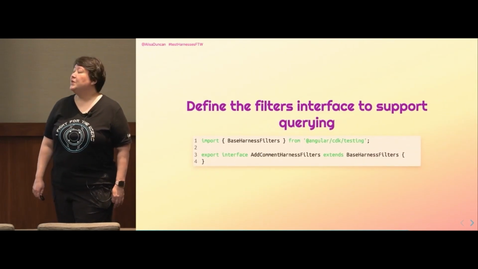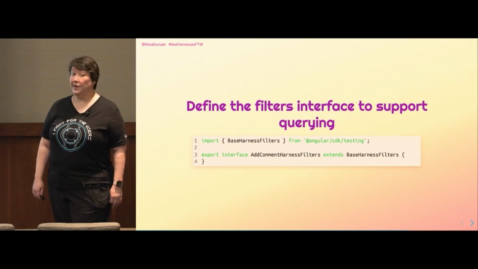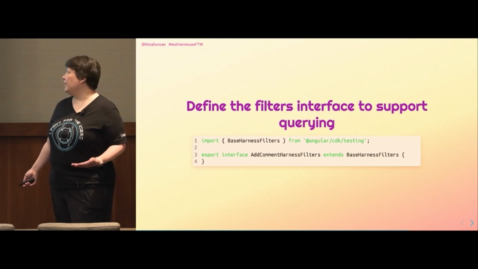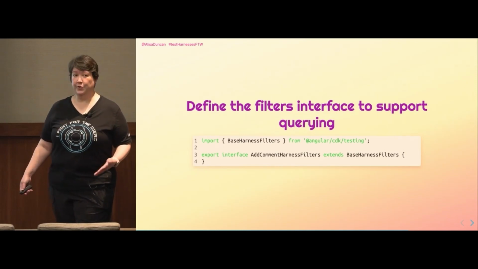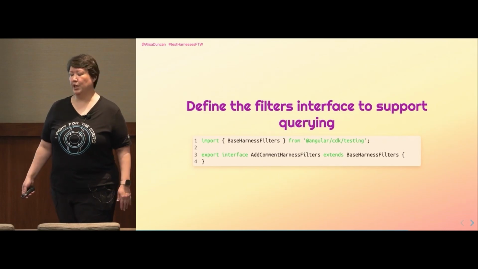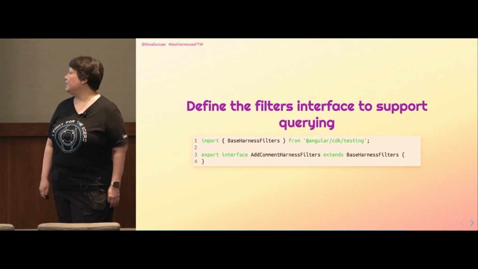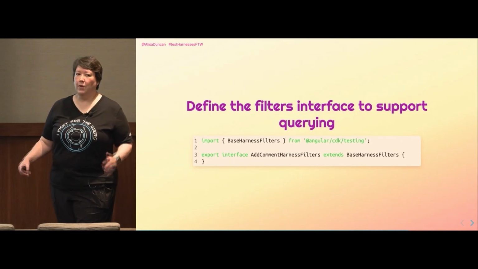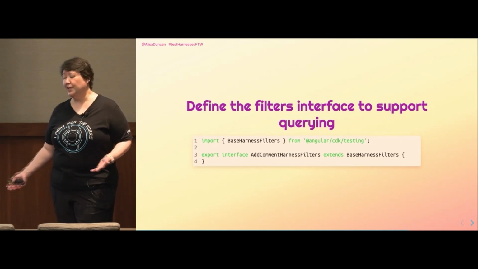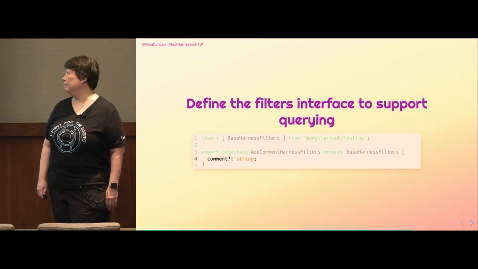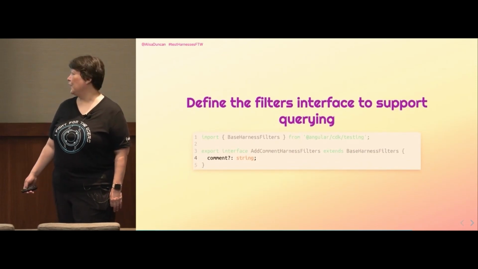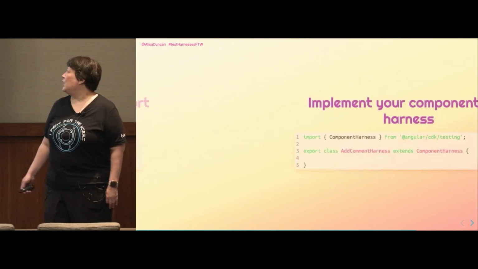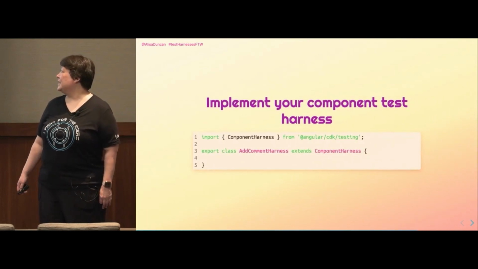So the first thing we want to do is define the filters to support querying. And so we're going to create an interface, AddCommentHarnessFilters, which is following the naming convention that Angular Material already uses, and extend from the base harness filters. Now we want to think about how we want to query. For a commenting component, it probably makes sense to filter by comment, and that's by string. So now we can work on creating that component test harness.